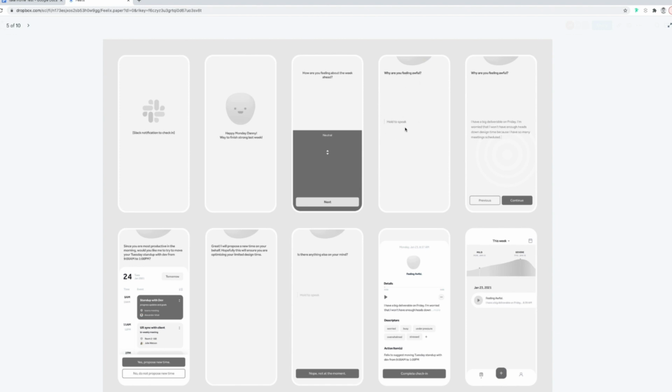You hold down to speak, right? Or you could tap to type, but in this case, we're demoing the voice angle here because, again, tying back to the insights from the research, people enjoy talking to someone. So in this case, they're talking to this sort of AI companion, but it's still this idea of talking, expressing how they're feeling. So in this case, I have a big deliverable on Friday. I'm worried that I won't have enough heads down design time because I have so many meetings scheduled.